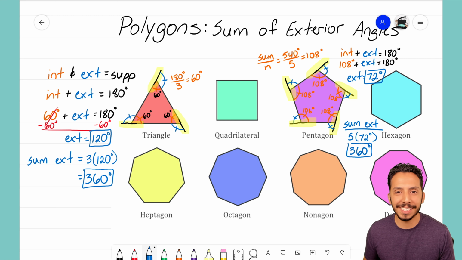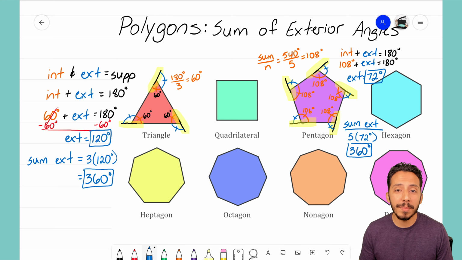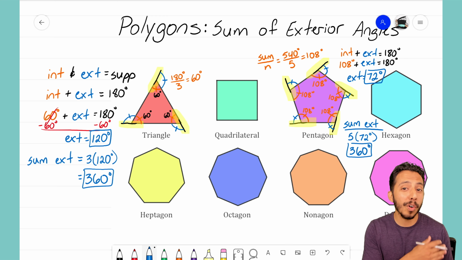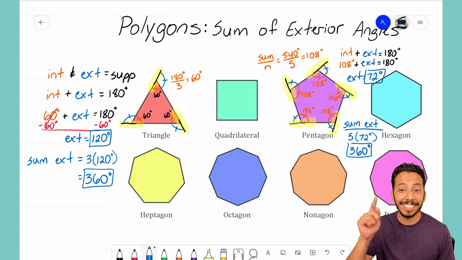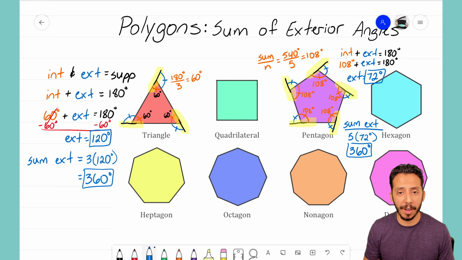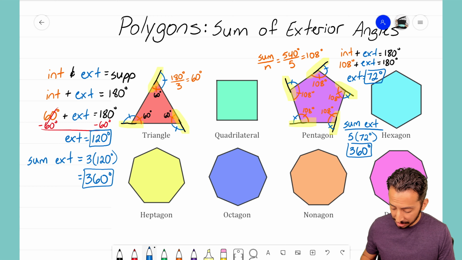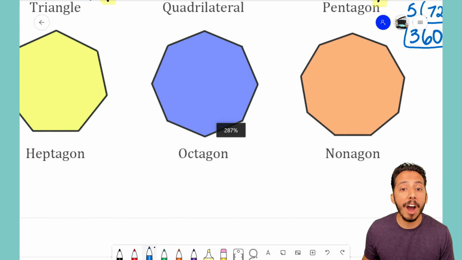Now that is not a coincidence. You might be thinking maybe it's a coincidence, but it's not. I'm here to tell you that the sum of the exterior angles for any polygon is always going to equal 360 degrees. That's a fact for any polygon. You extend those sides out past the vertex, you create the exterior angles, and all of them will always add up to 360 degrees. And if you don't believe me, let's look at the octagon.